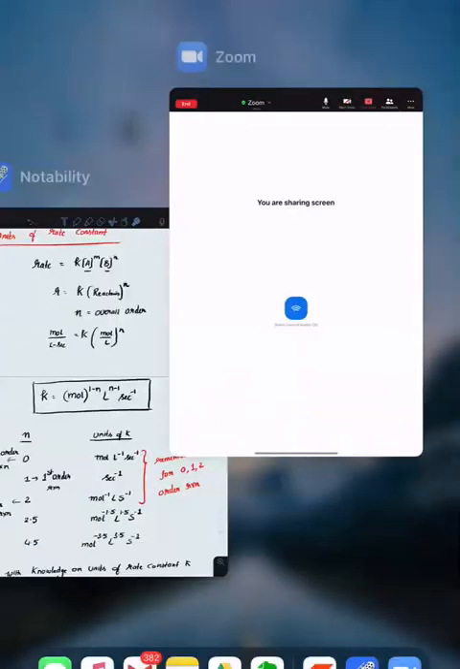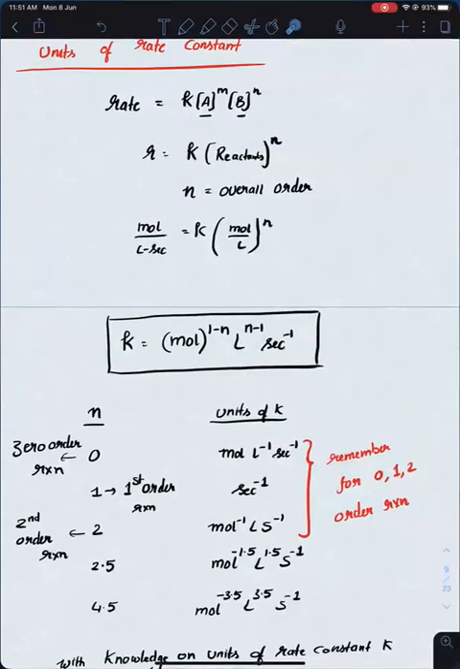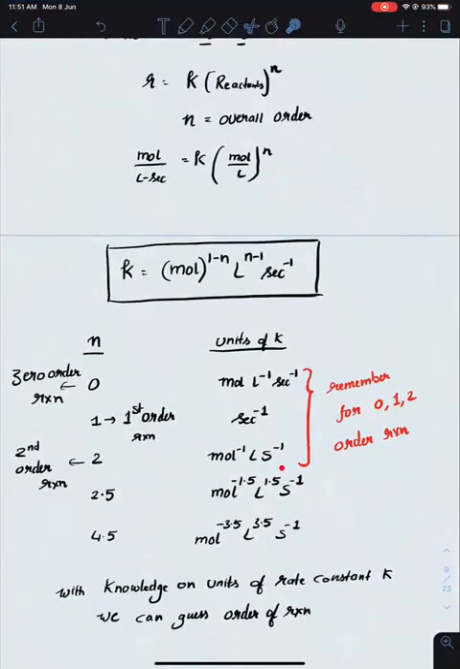For first order reaction, it is second inverse. For second order reaction, it is mole inverse, liter second inverse. For any given order, you can get the units.